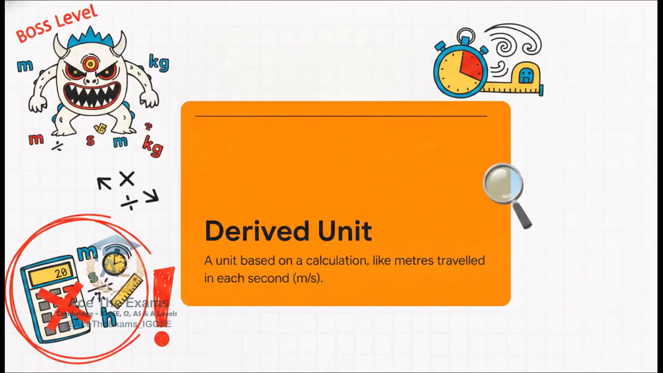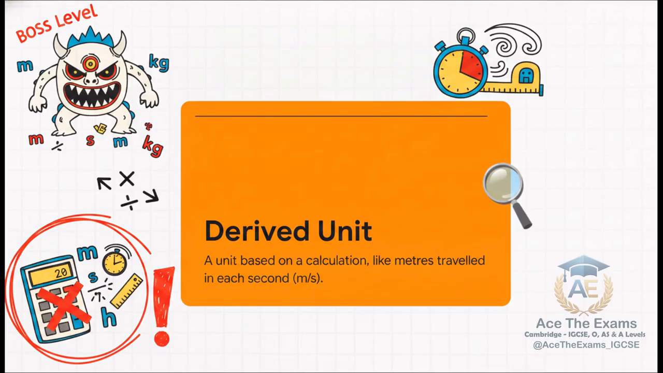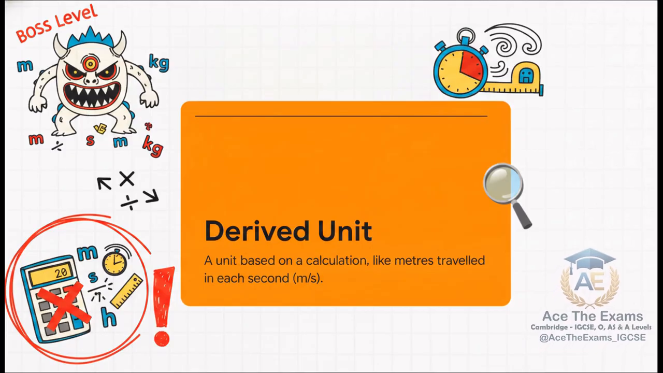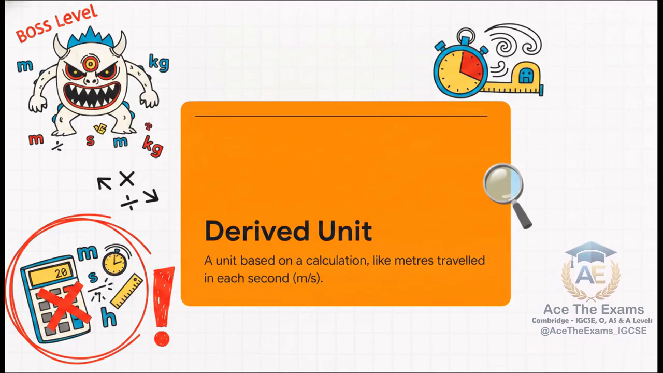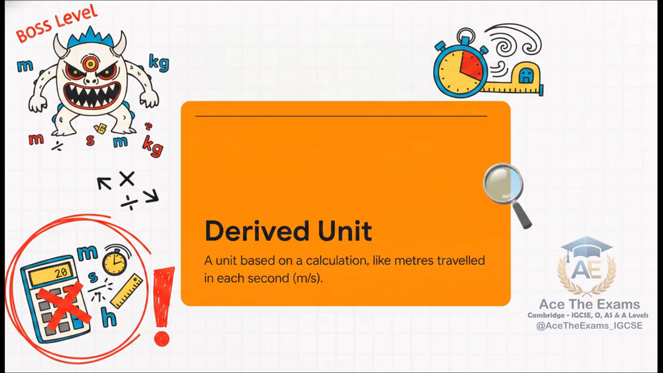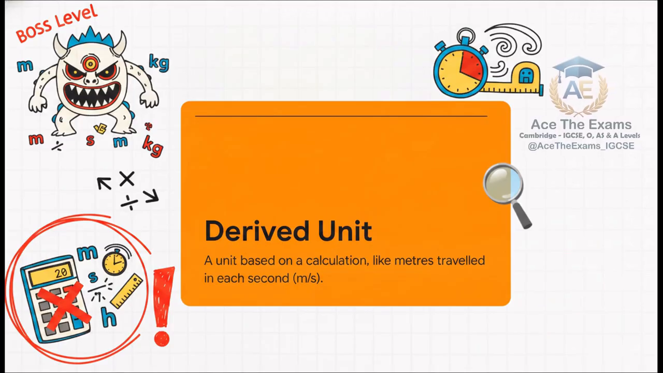But the boss level gets harder because we don't just use base units, we combine them into derived units. Basically, a derived unit is just a unit based on a calculation. Take speed, for example. It's the number of meters traveled in each second, written as m/s. That slash indicates division. If you try to calculate speed using a distance in meters, but a time in hours, your calculation will instantly break. Honestly, mismatched units are the number one reason students lose straightforward marks.